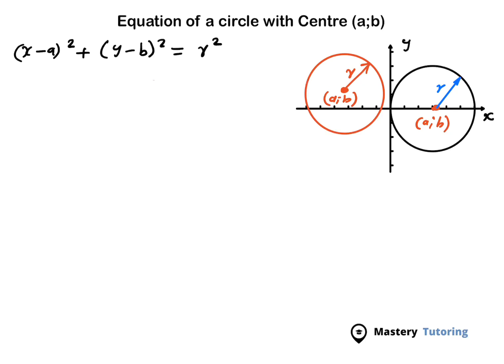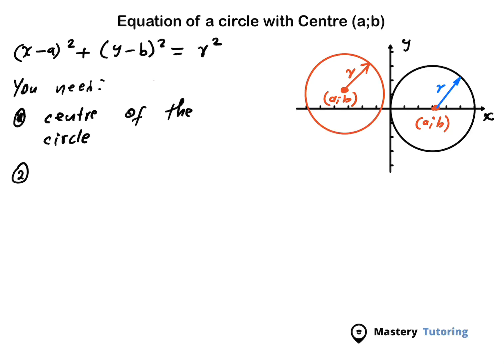All right. So now to find the equation of a circle, right, you need the following. You need the center of the circle. That's number one. Number two, you need one point, at least 1 point on the circle. So let us take a quick example here.